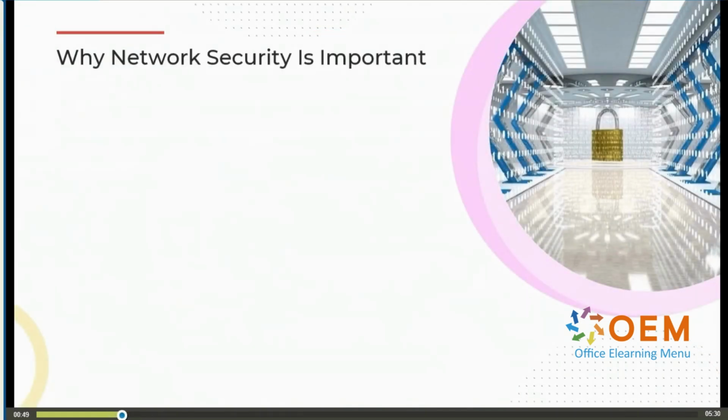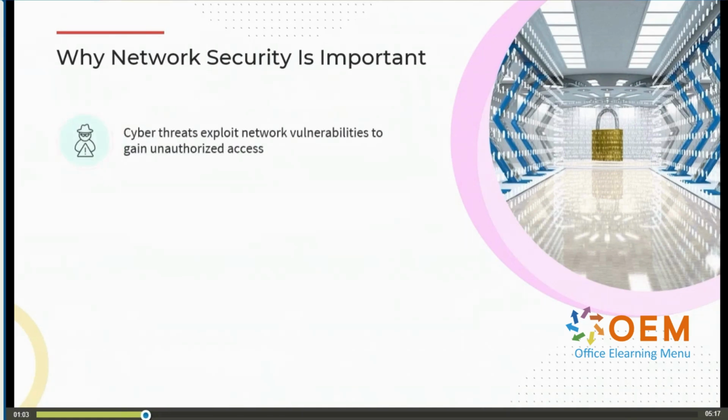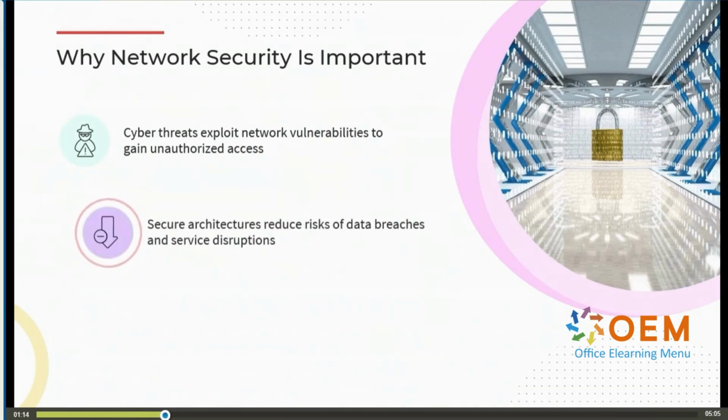But designing and building these secure networks is not necessarily easy. So why is network security important, and why do we need to go through the effort of building these security mechanisms into our network? Well, network security helps prevent cyber threats that exploit network vulnerabilities to gain unauthorized access. This means that all of our data and operations rely on the network security to keep them safe. And having these secure architectures reduces the risk of data breaches and service disruptions, which increases the efficiency of business operations, keeps our customers safer, improves our overall reputation, and reduces cost.